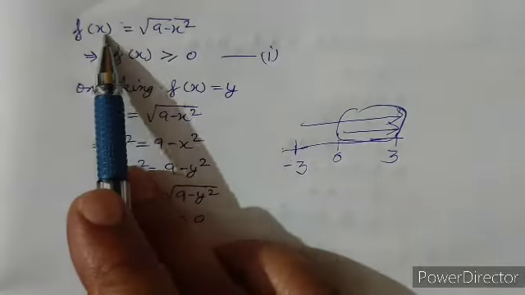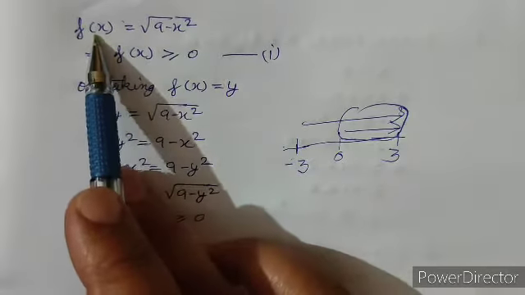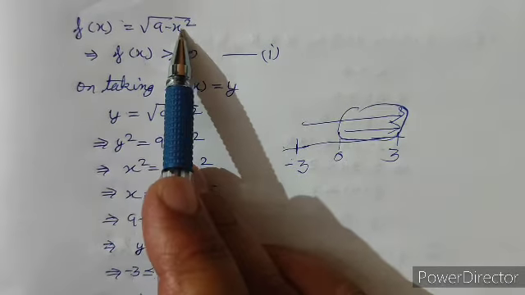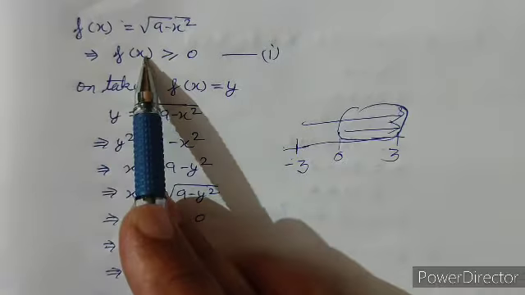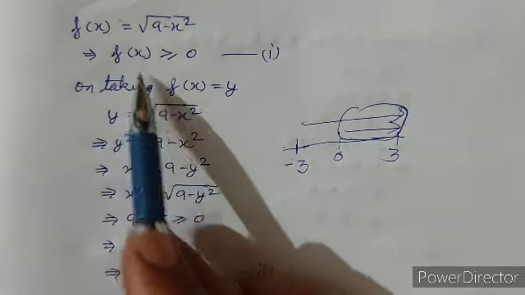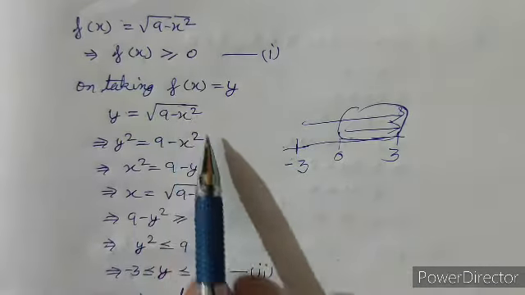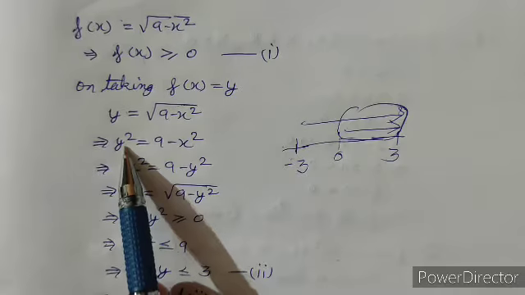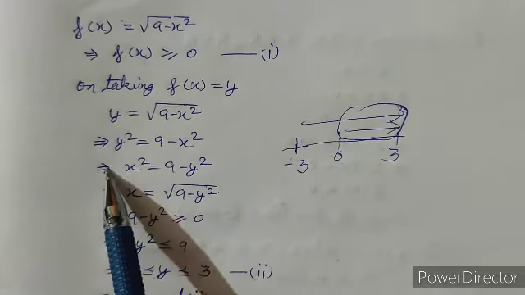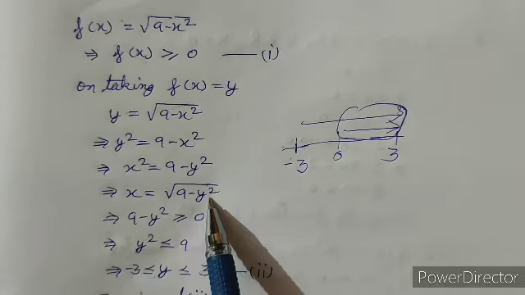Now again, f(x) was equal to under root 9 minus x square. As under root 9 minus x square will be greater than or equal to 0, we can say that f(x) will be greater than or equal to 0. Now on taking f(x) as y, y will be equal to under root 9 minus x square, and this will give us y square equal to 9 minus x square, or we can say that x equal to under root 9 minus y square.